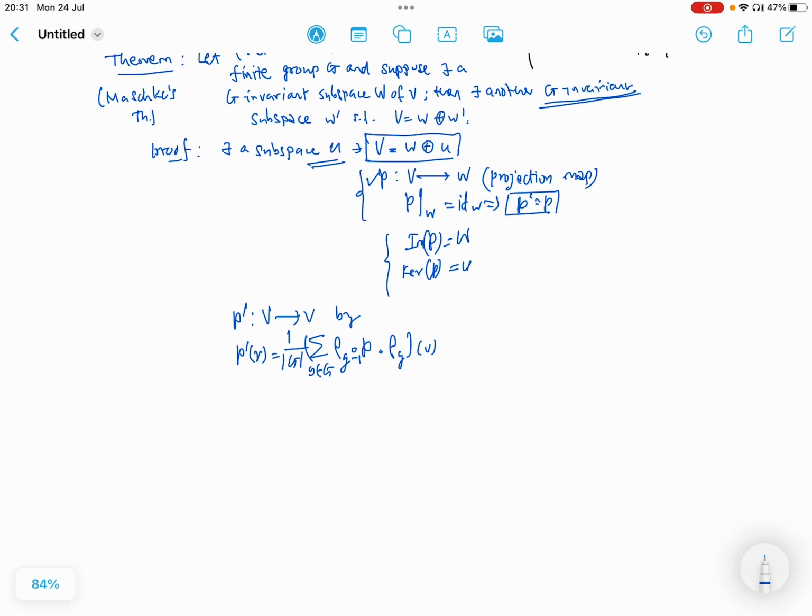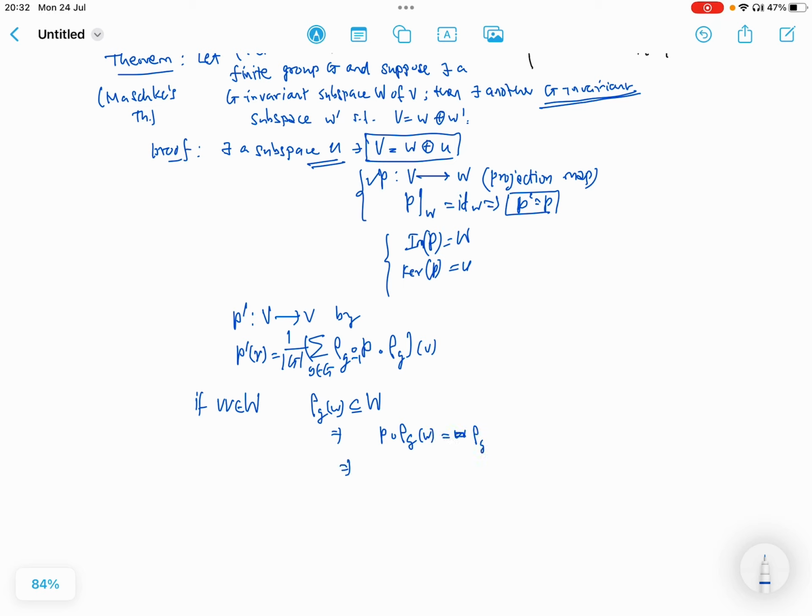Because firstly, observe that if you take w from W, then because W is invariant, rho G of w will again be in W, and P acts as identity. So P of rho G w is rho G w.